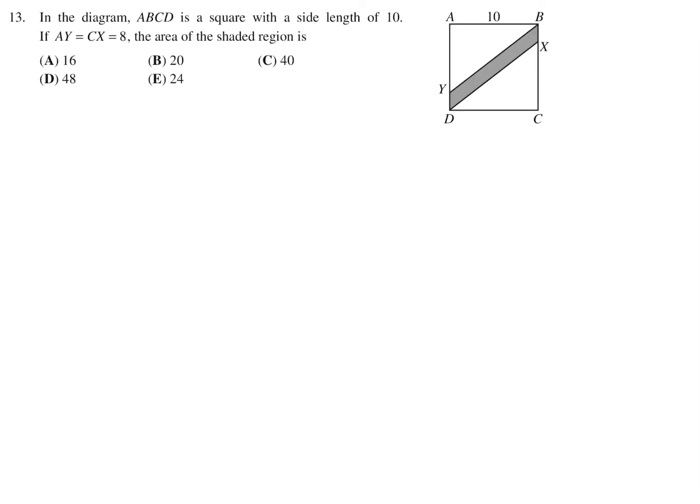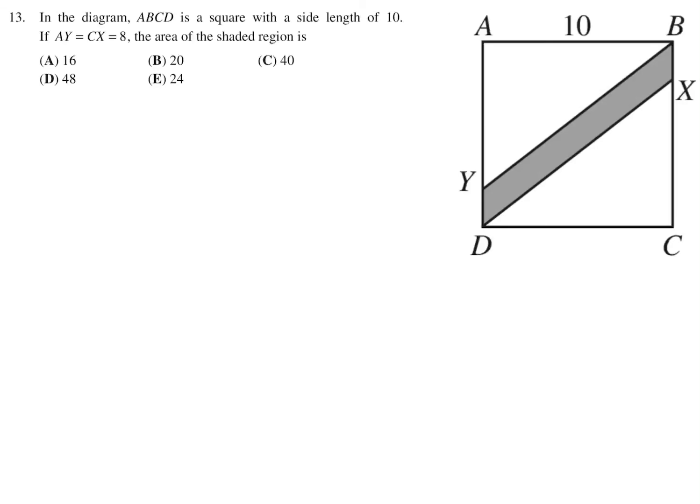In the diagram, ABCD is a square with a side length of 10. If AY equals CX equals 8, the area of the shaded region is. So we have AY right here is equal to CX, which is right here, and they've given you that they are equal to 8, those lengths. And they want you to find the area of the shaded region. Okay, not a problem, I think.